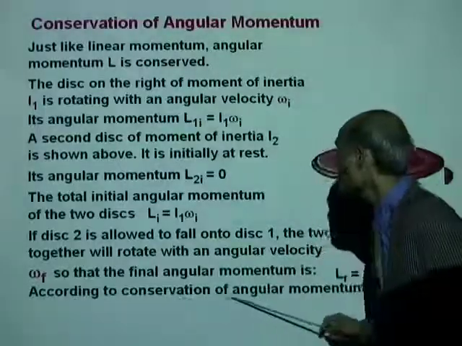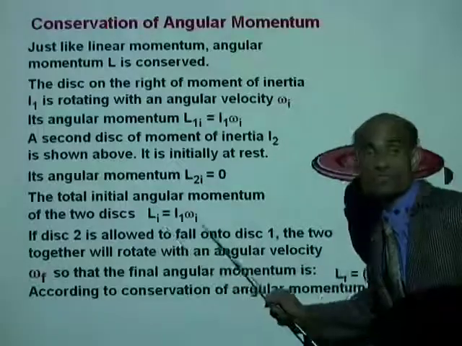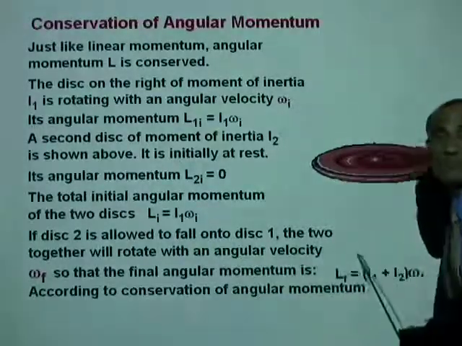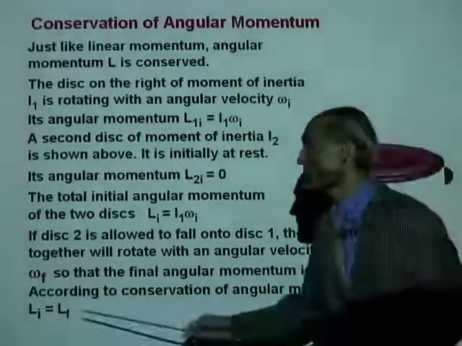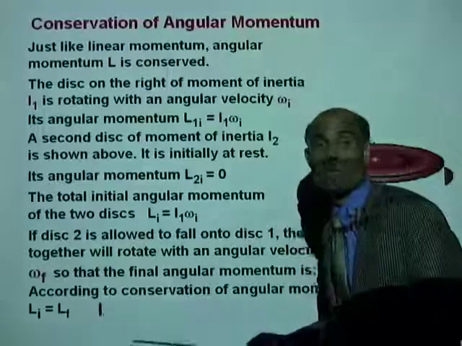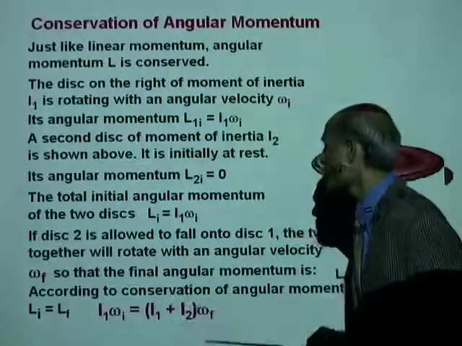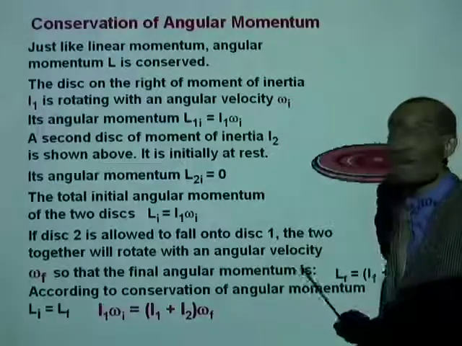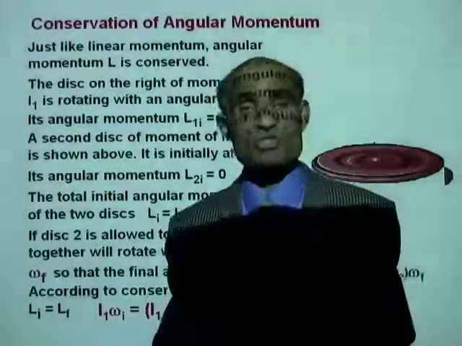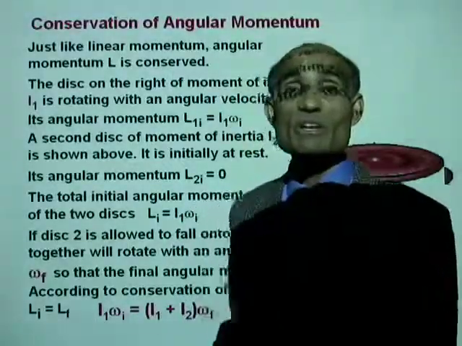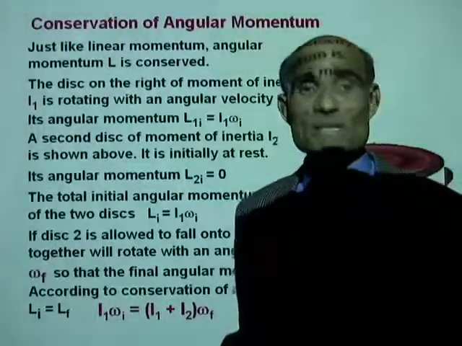Now, according to the conservation of angular momentum, the total initial angular momentum must be equal to the total final angular momentum. Is that right? That means I1 omega I must be equal to I1 plus I2 omega f. Now, this has wide applications and is a very useful relation. The conservation of angular momentum.